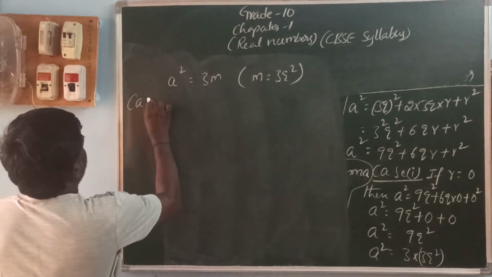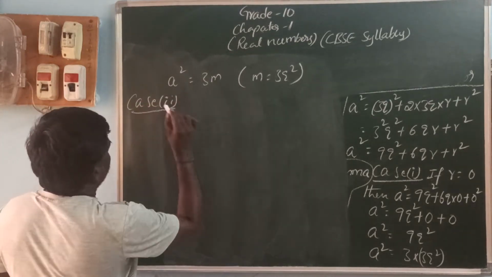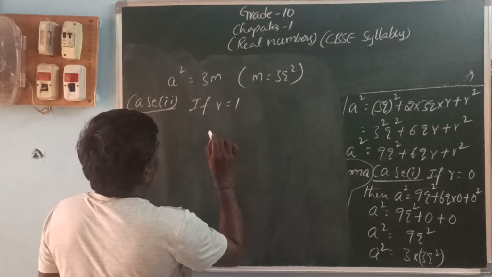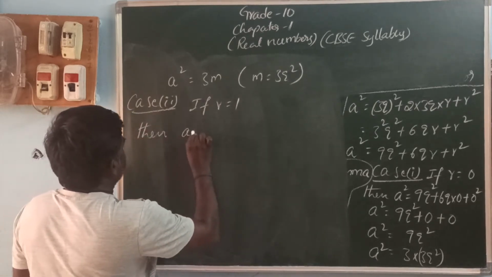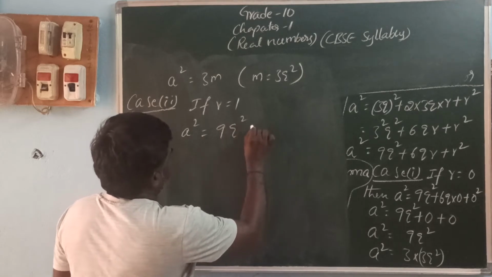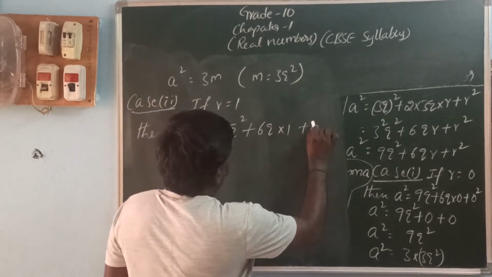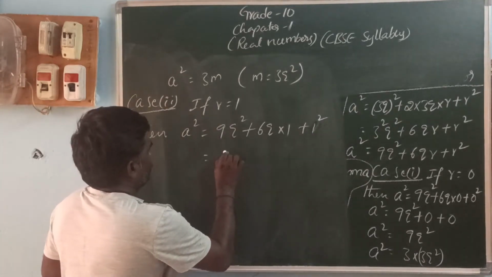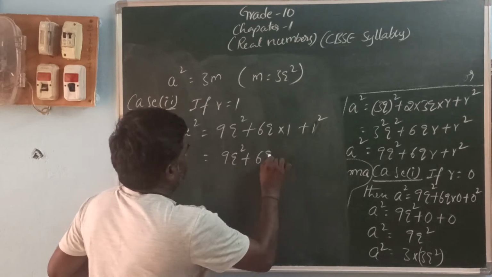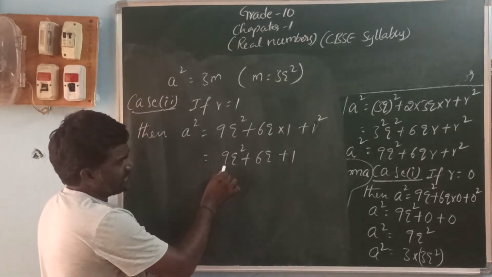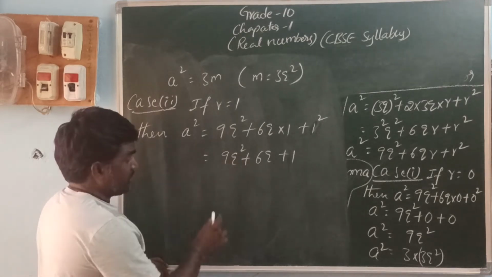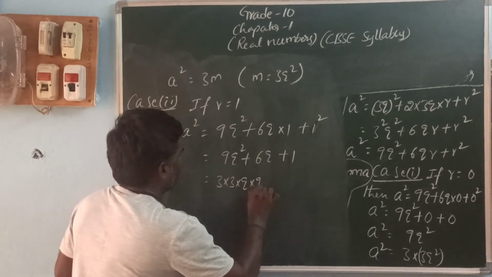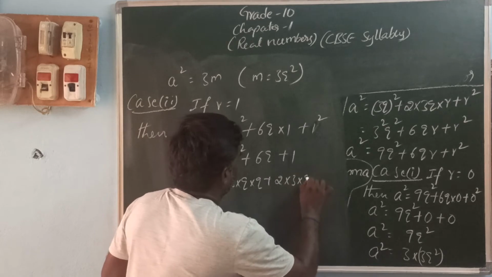Next, case 2. Case 1 was remainder 0; case 2 is remainder 1. So if r is equal to 1, then a square is 9q square plus 6q into 1 plus 1 square. In the place of remainder we take 1. So a square is 9q square plus 6q plus 1. We can write 9 as 3 into 3, and 6 as 3 into 2. Q square means q into q. So it is 3 into 3 into q into q plus 2 into 3 into q plus 1.